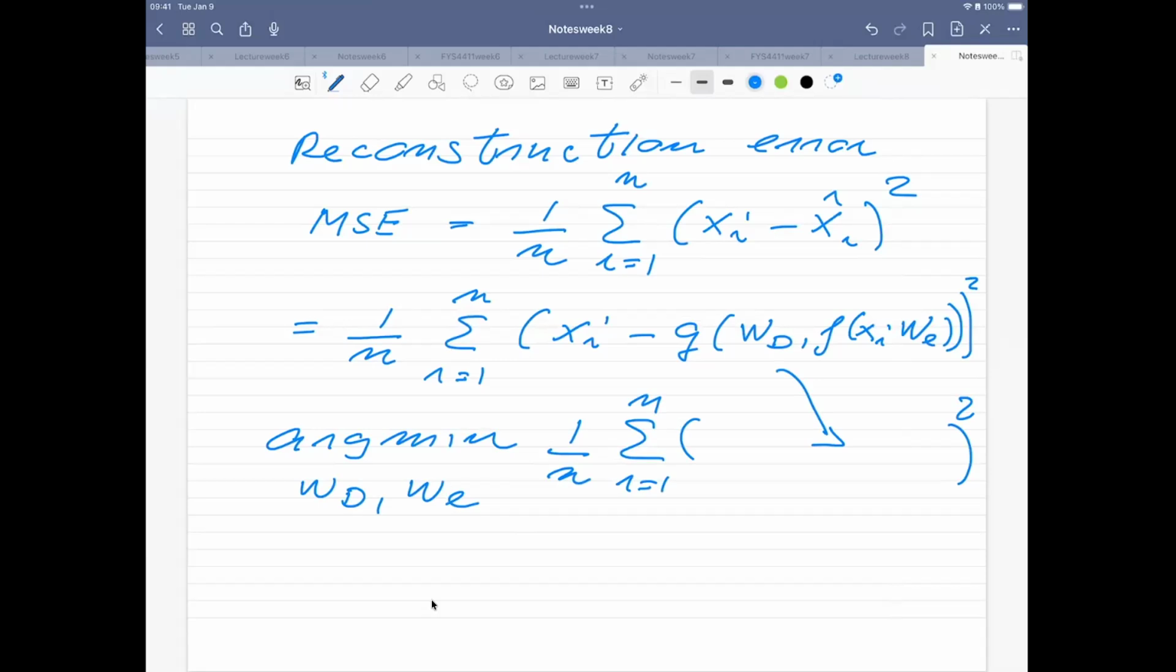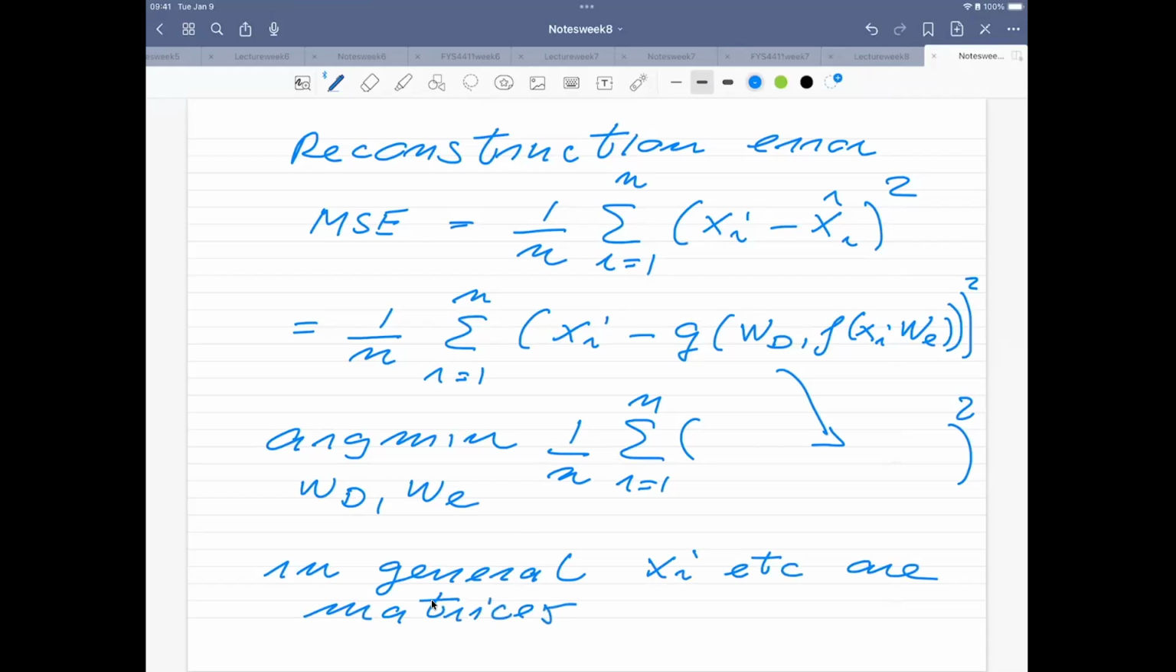This is a small technicality, because if you now think of these in general, these objects, x of i, and this quantity here will be matrices. So in general, the xi, etc., are matrices. So from a technical point of view, what we end up optimizing is actually something which is called the Frobenius norm. Are you familiar with that? I'm just going to give that as a technicality here.